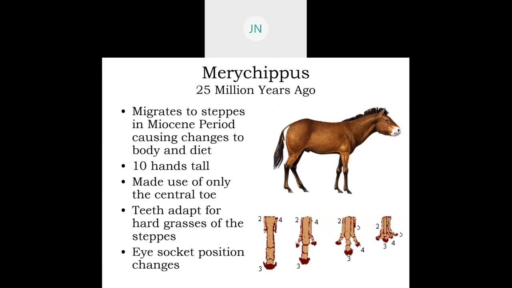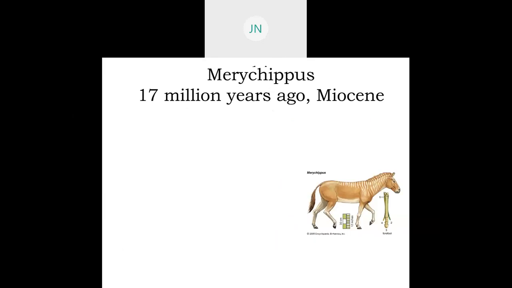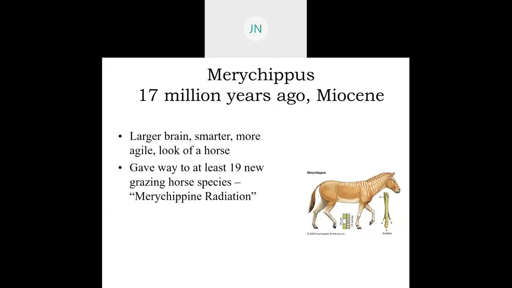Like I say, it was like 10 hands tall. It used only its central toe, and its teeth were adapted for the hard grasses of the steppes, and again the eye socket position changed. And it had a larger brain. It was smarter. It was more agile. It had more of the look of a horse.